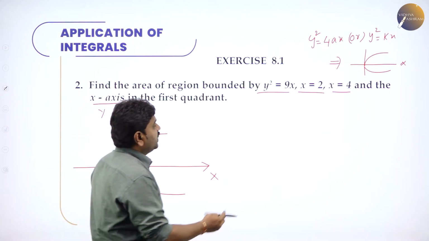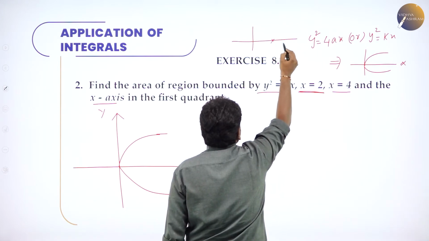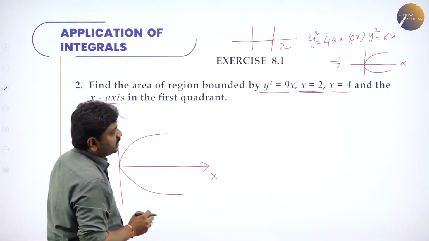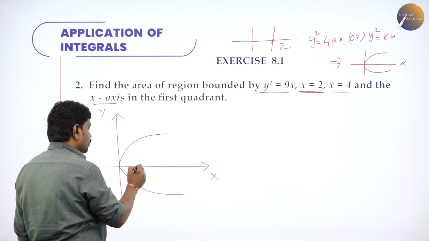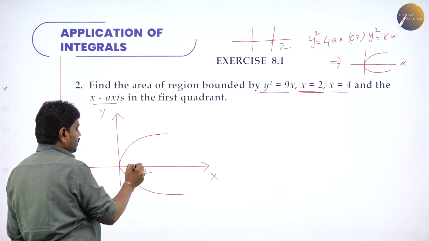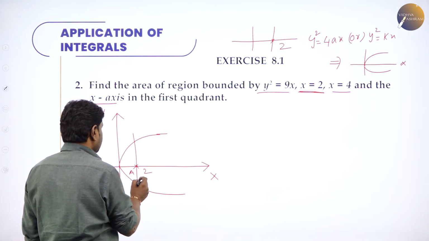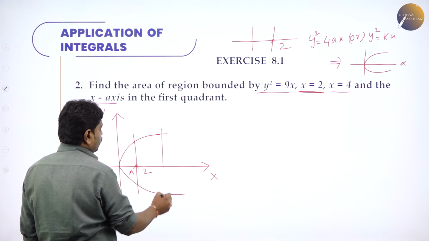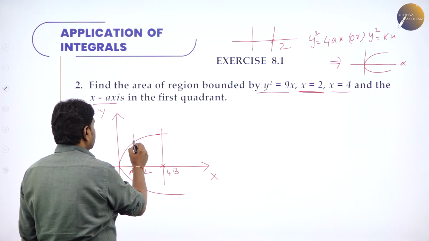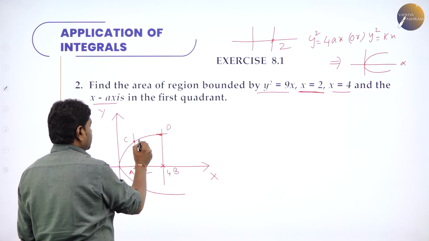And the line x is equal to 2. X is equal to 2 means on x-axis at 2 draw a line parallel to what? Y-axis. So x value 2 and another x value 4. So this is x value 2. I will draw a line at this parallel to y-axis. This is A. And x value 4, I will draw another line B. And this is C. This is D. Now I need to find the area under the curve on x-axis.